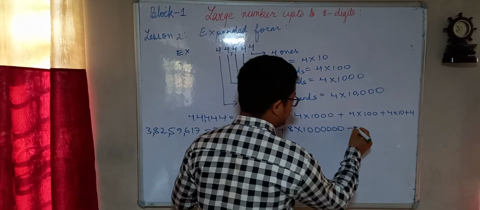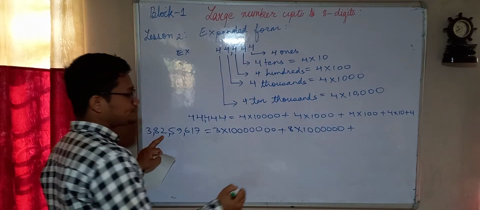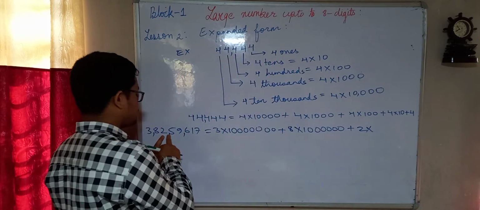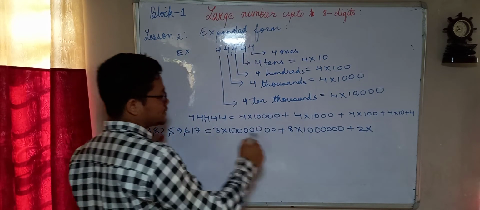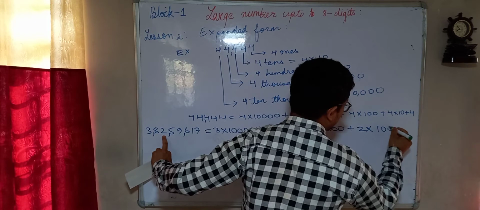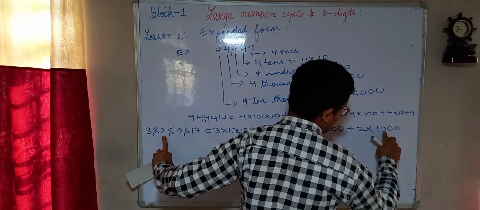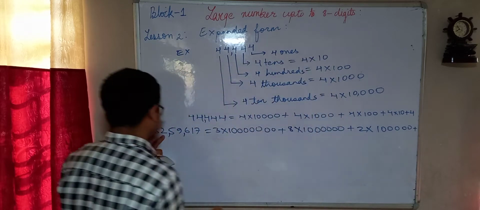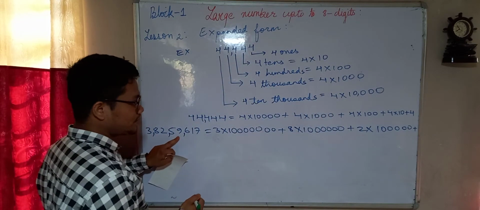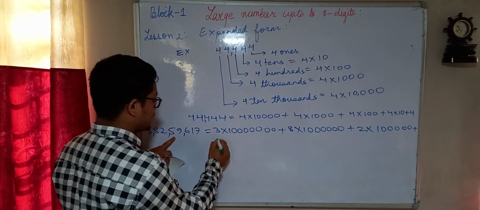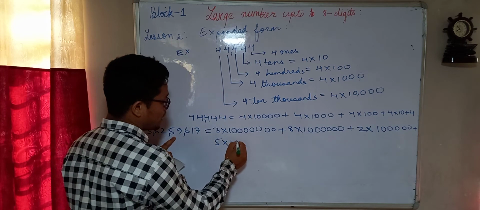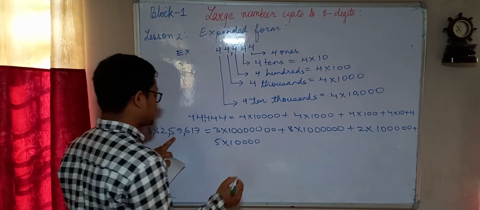Then write plus, then again write 2 into 1. After 2, how many digits are there? 5 digits, so write 5 zeros after 1: 1 2 3 4 5. Then put plus again and write 5. After 5, how many digits are there? 1 2 3 4 digits. So write 1, then 4 zeros after it.